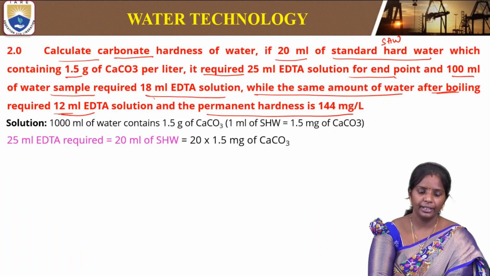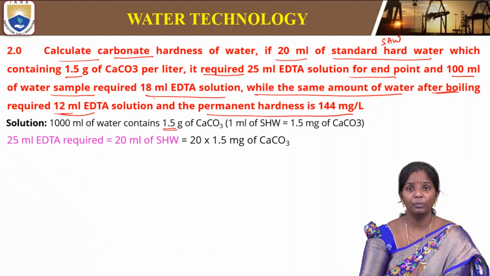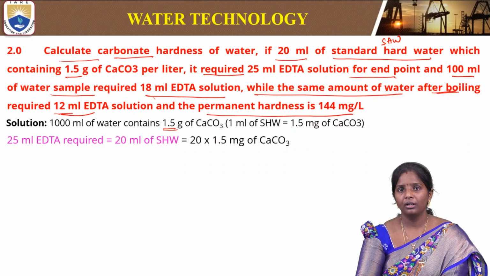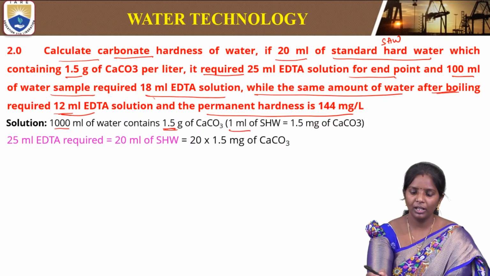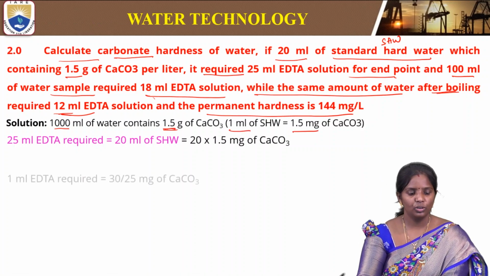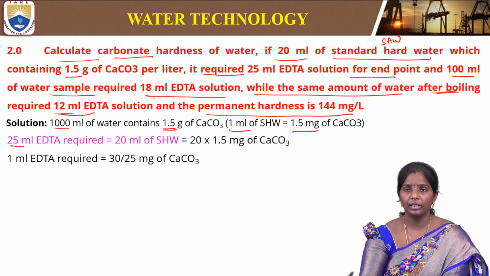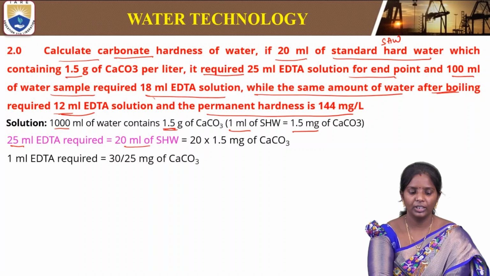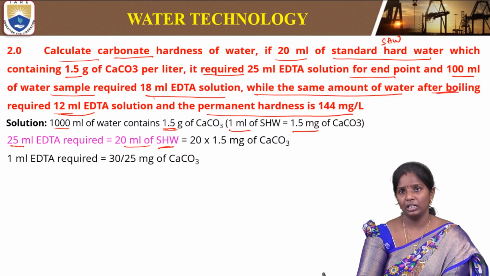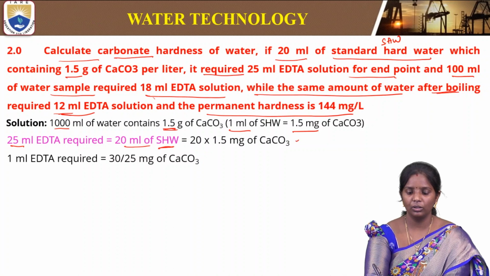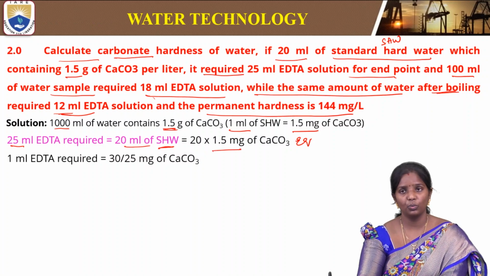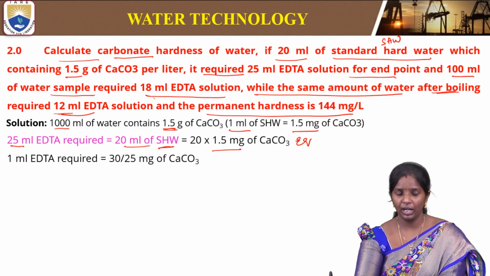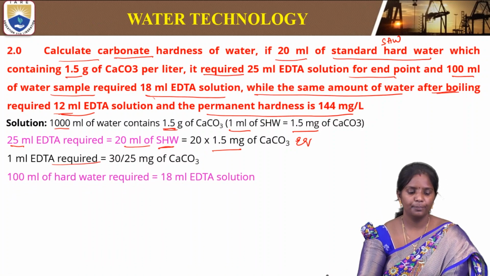So 1000 ml of water contains 1.5 grams of calcium carbonate to make standard hard water. So 1000 ml contains 1.5 grams, so 1 ml contains 1.5 milligrams. This is already given. 25 ml EDTA is consumed by 20 ml of standard hard water. For converting into calcium carbonate equivalent, we multiply: 20 into 1.5 mg of calcium carbonate. So 1 ml of EDTA is equal to 30 by 25 mg of calcium carbonate.